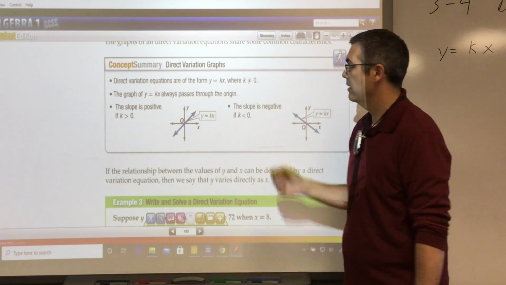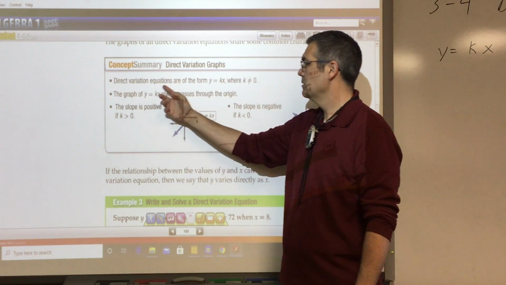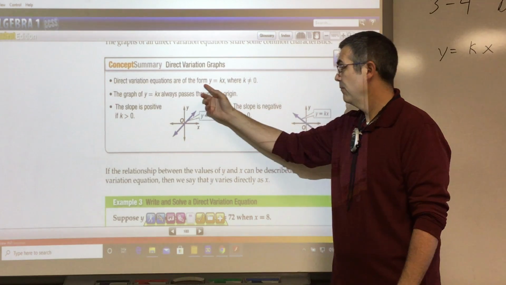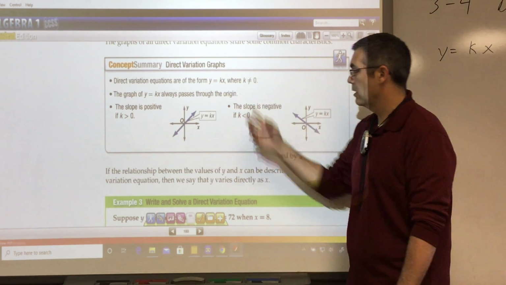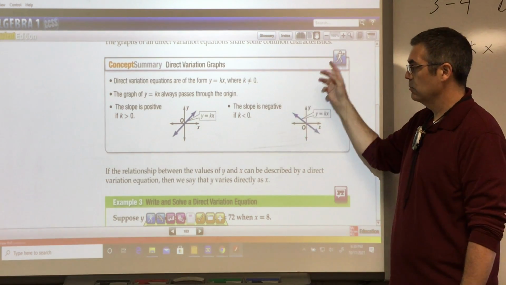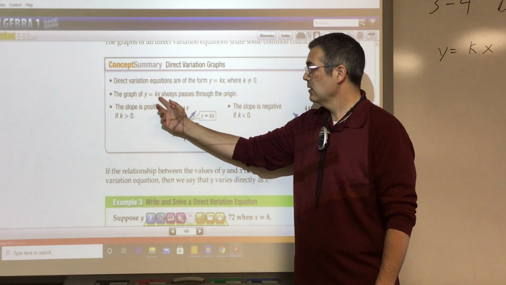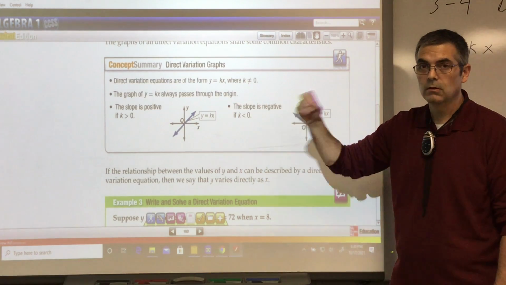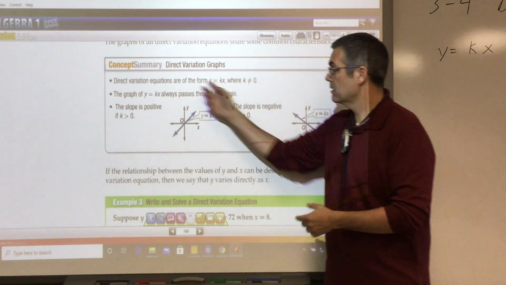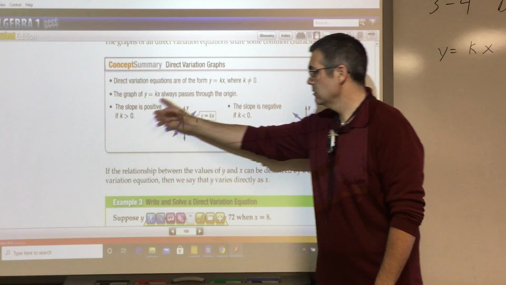Concept summary, direct variation graphs. Direct variation equations are of the form y equals kx. I would also put out here k equals y over x so that you see the slope. The graph of y equals kx always passes through the origin. All right, when you're talking about the direct variation, it's passing through the origin.